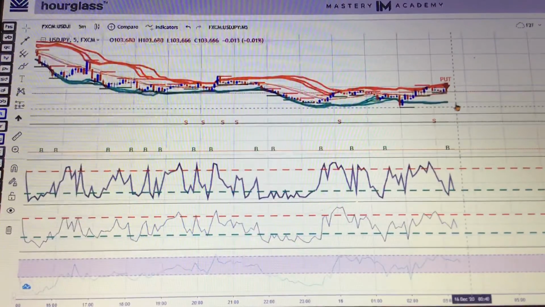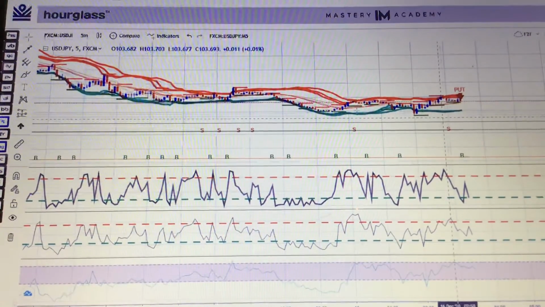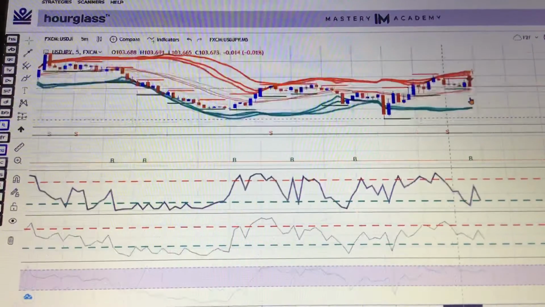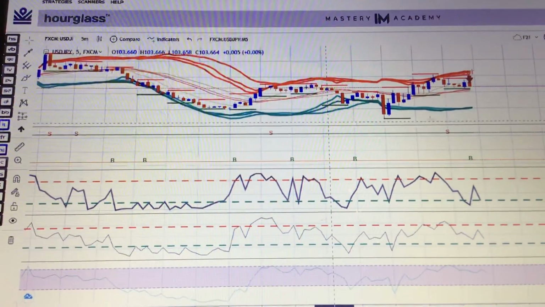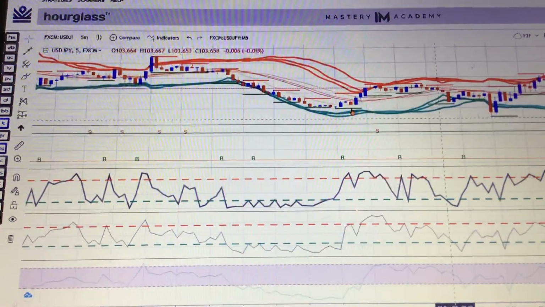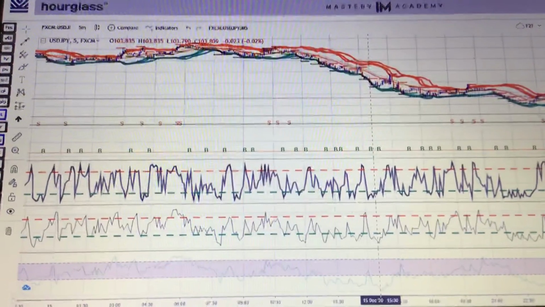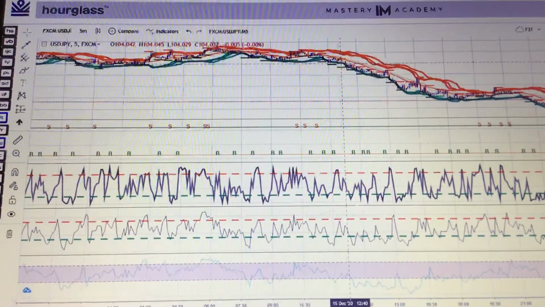Where's the time? I need to fix the time on this. This is not the right time. It shows 3:25 right now. Okay, so this morning it was like this. This is what it looked like this morning, right here.